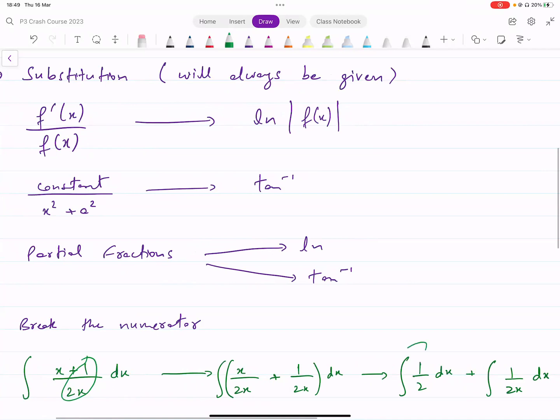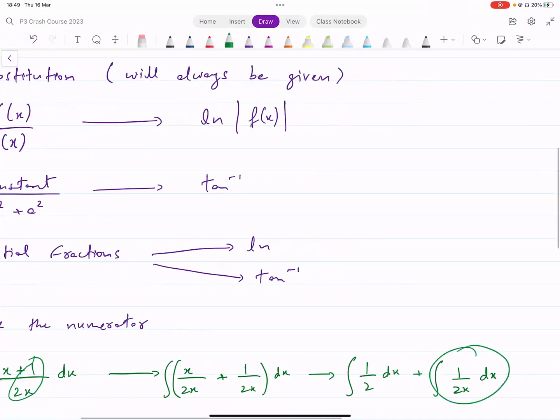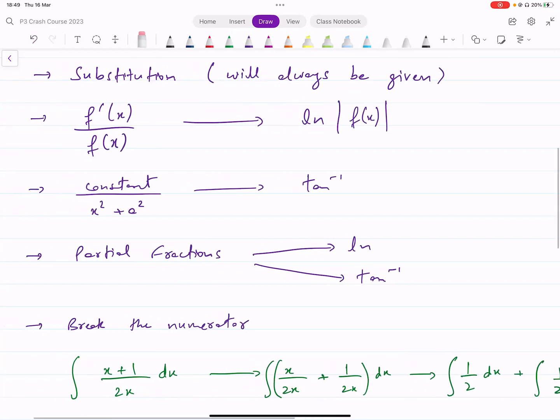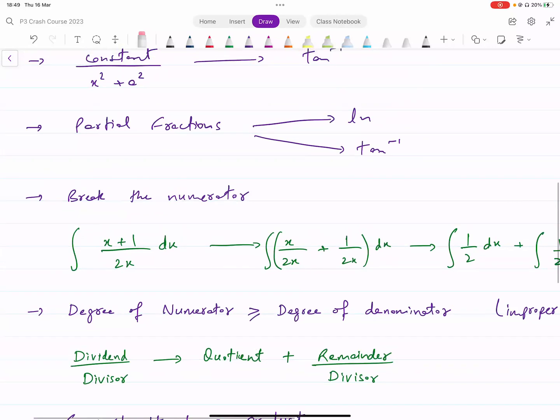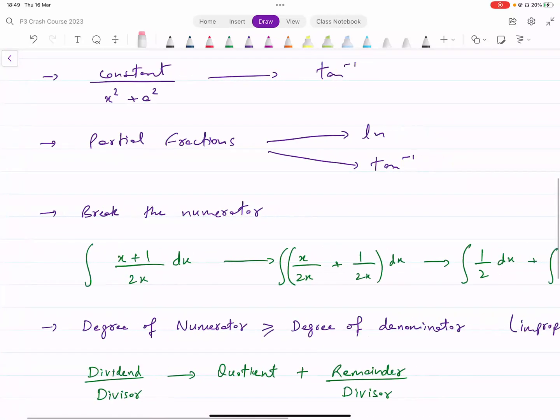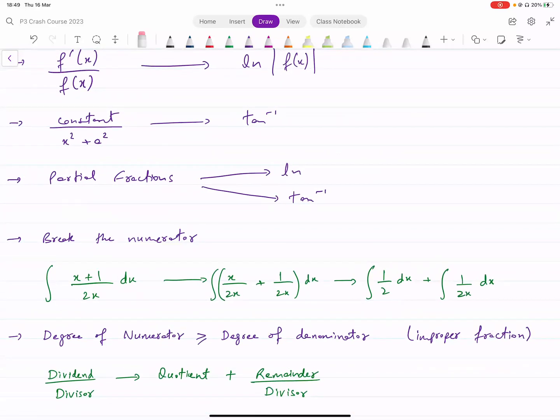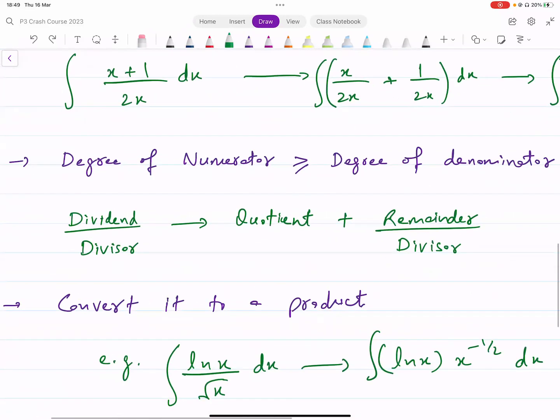Okay, so this is simple integration. This could be converted to log, and you get a result from that. Okay, so that's another idea, that you break the numerator down. If that also doesn't work, sometimes what happens is you have an improper fraction. If you have an improper fraction in which the degree of the numerator is greater than or equal to the degree of the denominator, then what you can do is you can use this rule from polynomials, dividend over divisor, that can be converted to quotient plus remainder over divisor. Okay, that's the next rule that you have.